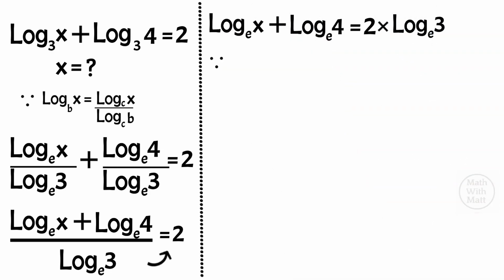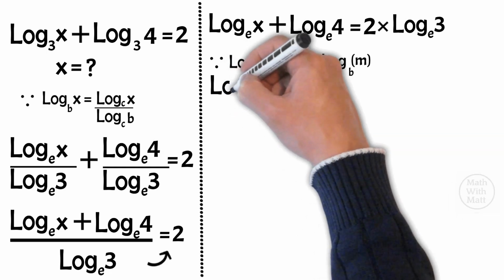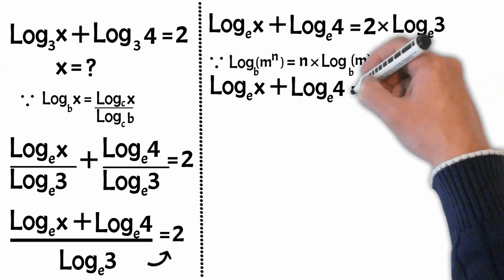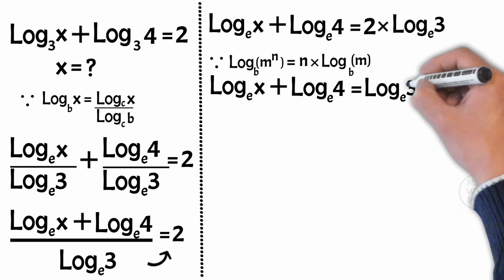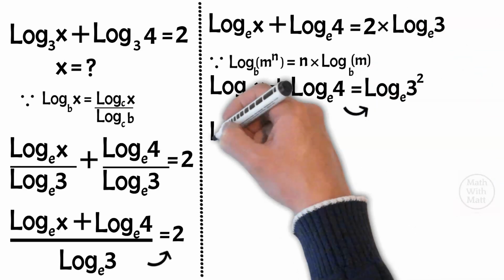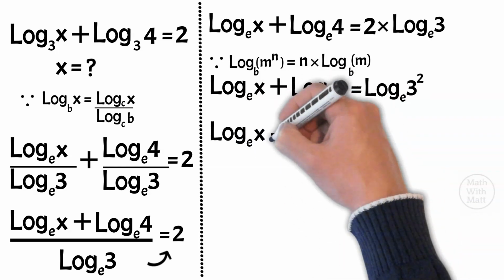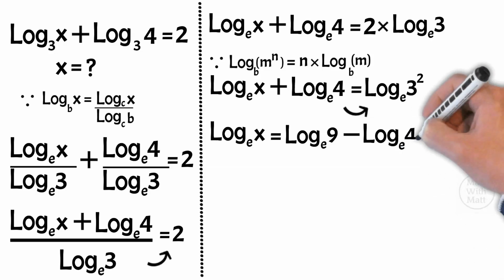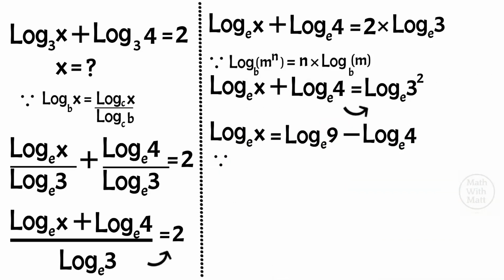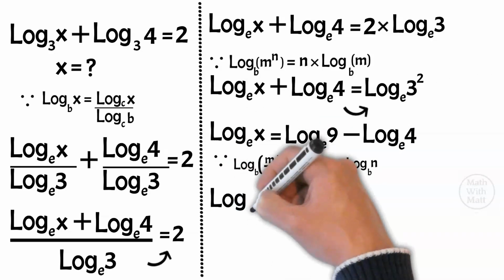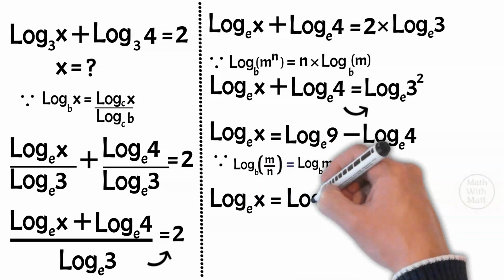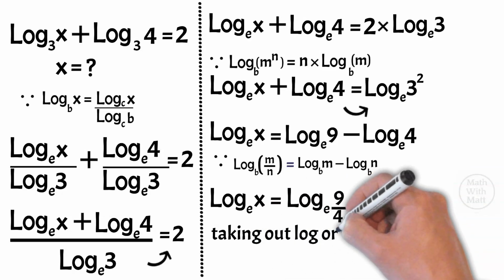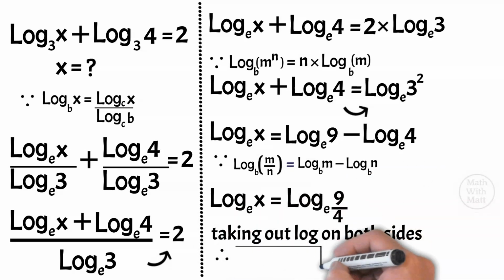Here we use log of power to get log of 3 squared. And in the next step, we transfer log of 4 to the right-hand side to get log of 9 minus log of 4. And now we use the log of quotient here to get log of 9/4. Finally we cancel out log on both right and left side, or we can say we took anti-log, which will lead to our final answer, that is the value of x, which is 9/4.